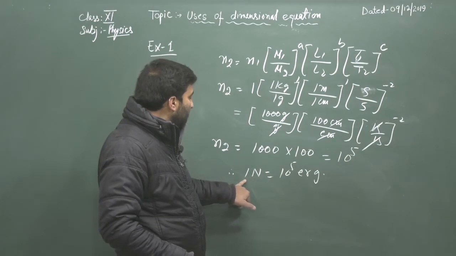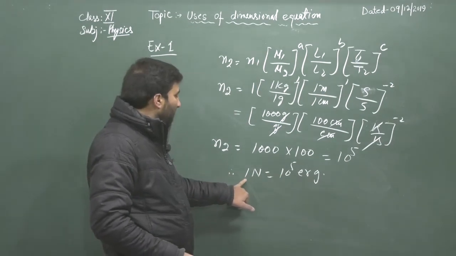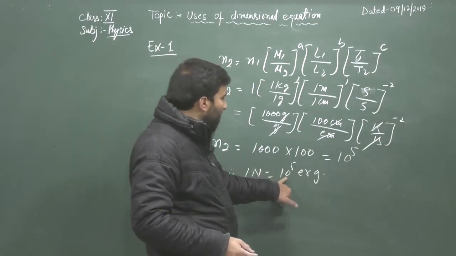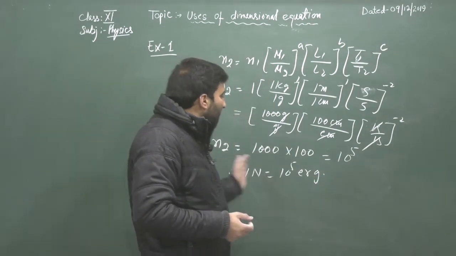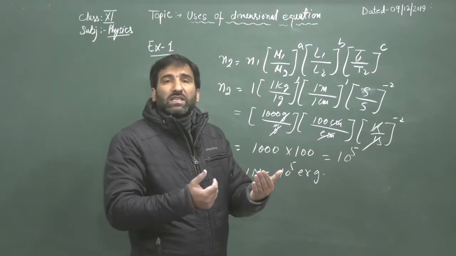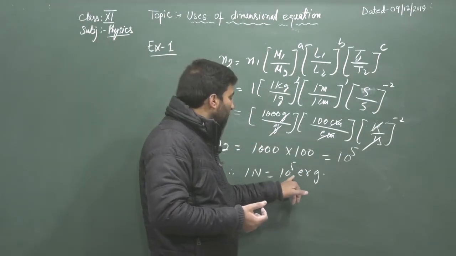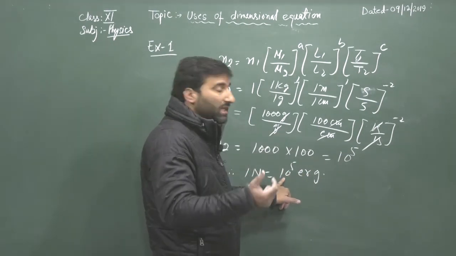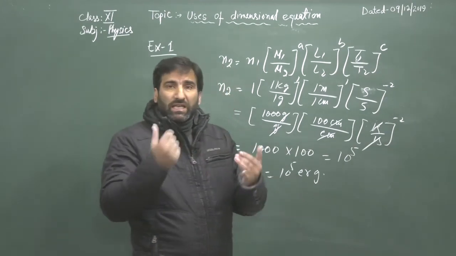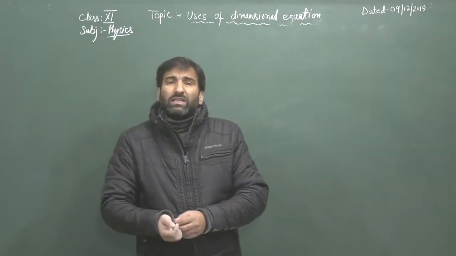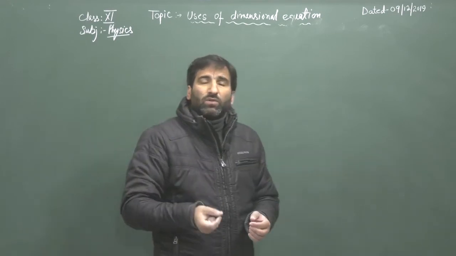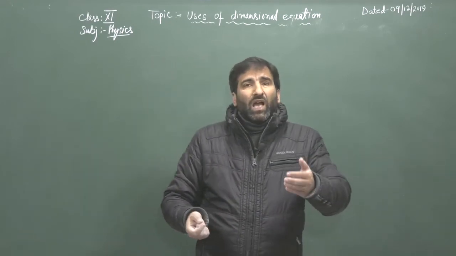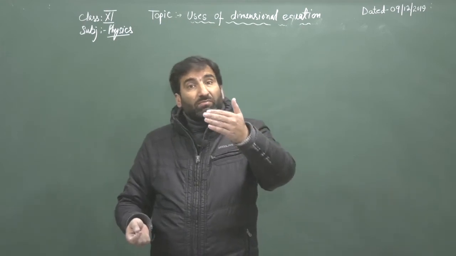So in the SI system, the numerical value is 1. In the CGS system, the numerical value is 10 raised power 5. So it is equal, but the quantity is changed, meaning the numerical value increases and the unit decreases. We have converted 1 Newton is equal to 10 raised power 5 erg. So we can say 1 erg is equal to 10 raised power minus 5 Newton.